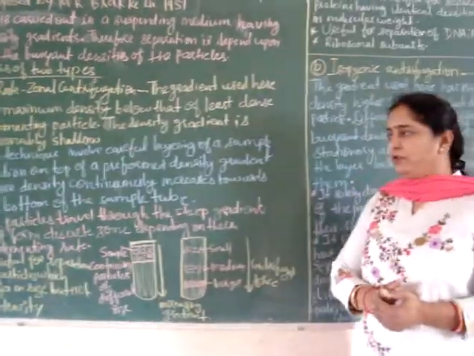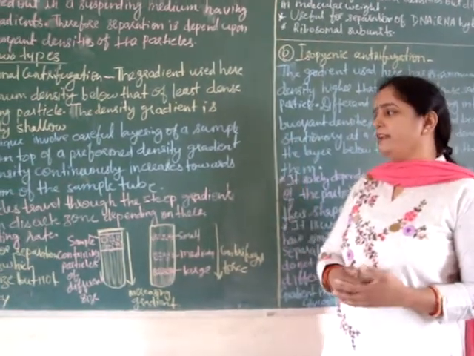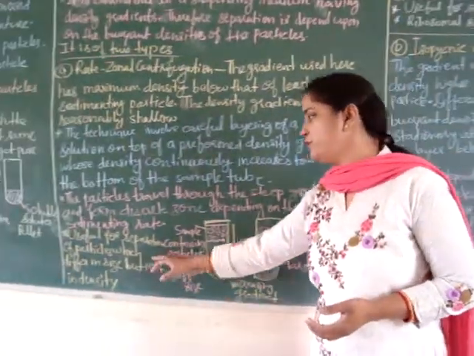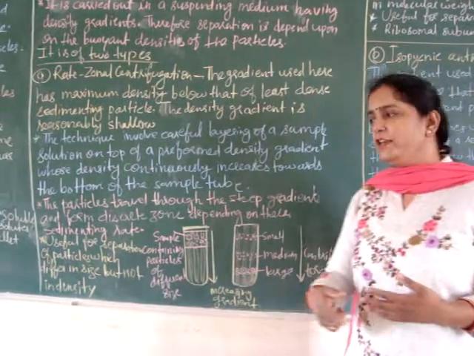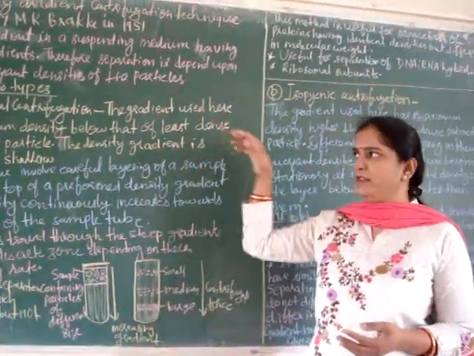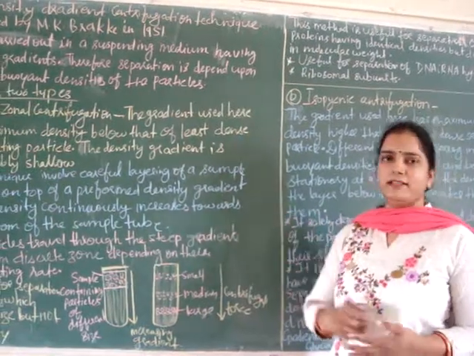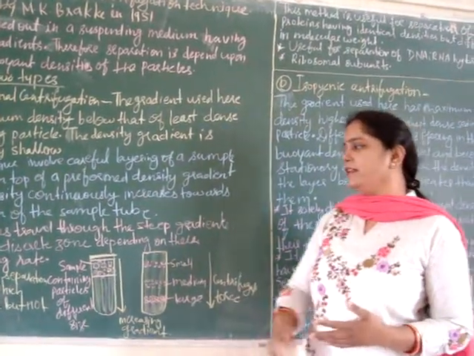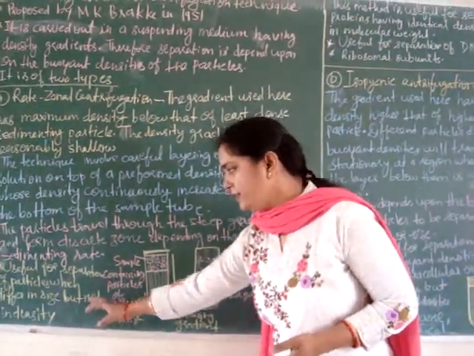depending on their sedimentation rate. This rate zonal technique is very useful for separation of particles which differ in size but not in density. That is the difference between differential and density gradient centrifugation techniques. Differential depends on difference in the density.